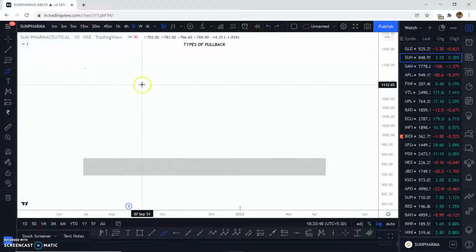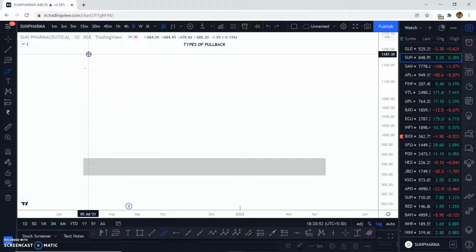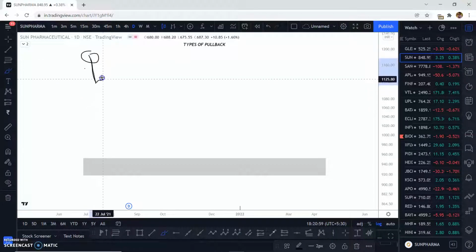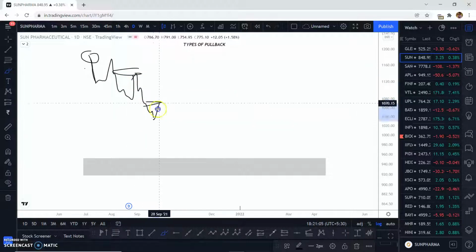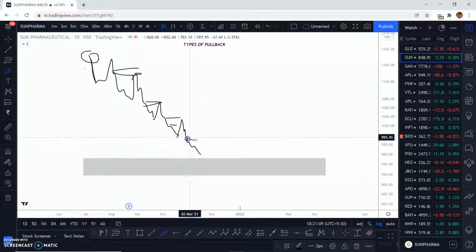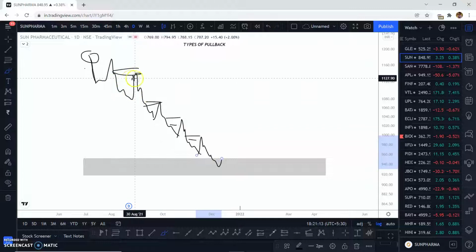So now if I show you a compression, what is a compression? Obviously it creates a little supply here, price falls, touches this supply, falls lower, goes back up, touches this supply, falls lower, touches this supply, falls lower. So if you see, the supply has been touched every time. The supply has been tested every time.